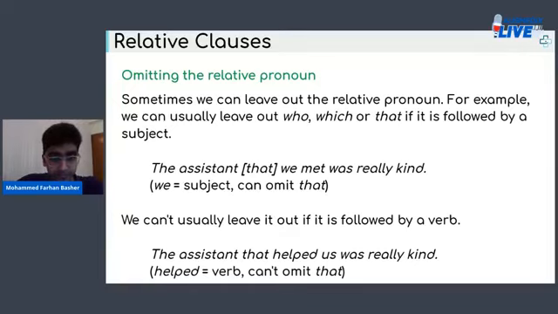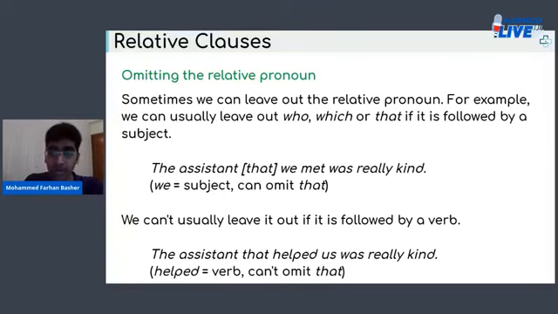You see? Here you don't have a subject. If we had a subject here, then of course we would drop the relative pronoun that. But in the assistant that helped us was really kind, you cannot drop that, because if you did, your sentence would be the assistant helped us was really kind, and that would be incorrect, right? So you have to keep that here because that is immediately followed by a verb, which is help.